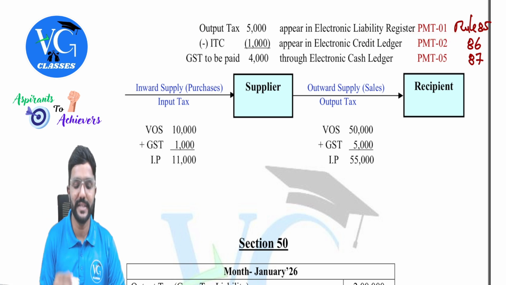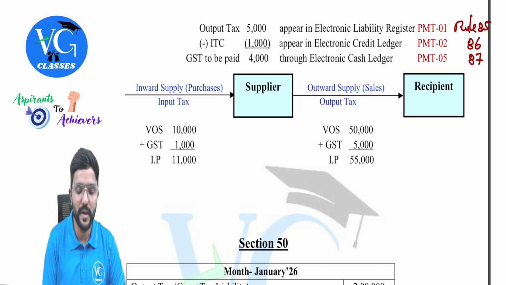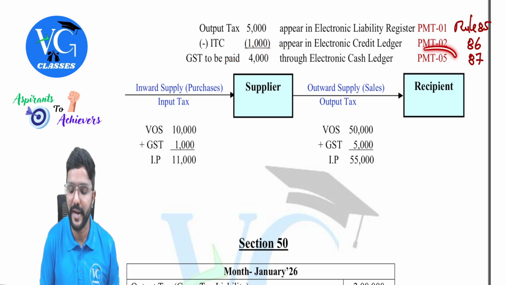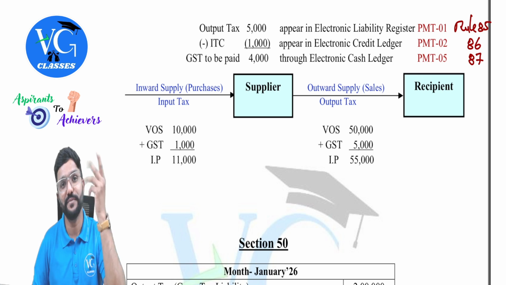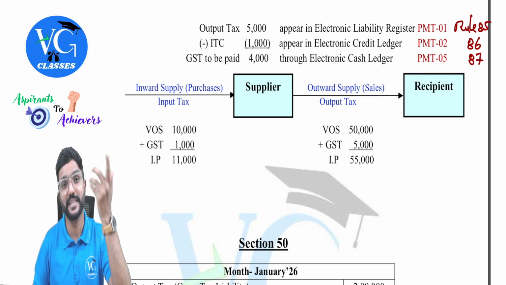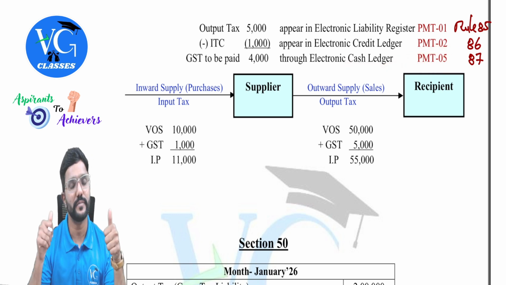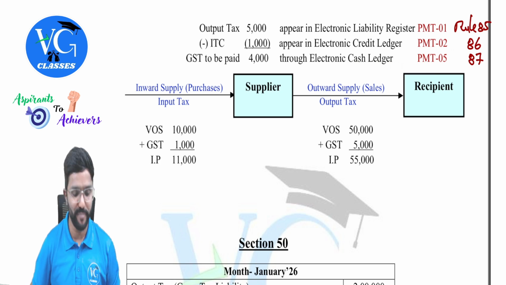Then against my output tax, I can adjust what? Input tax credit. That will be maintained in what? PMT02. And what will come in the last? That is the amount which we need to pay through cash ledger, which will be maintained in PMT05, not 3, PMT05. 3 is for rejection order and 4 is for discrepancy communication. Yes. Whereas 5 is cash ledger. Got it? Yes, sir. So this is all about the topic of payment.